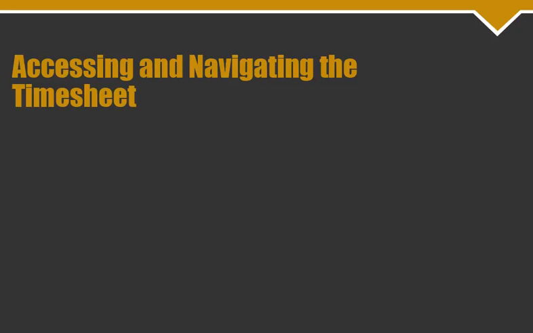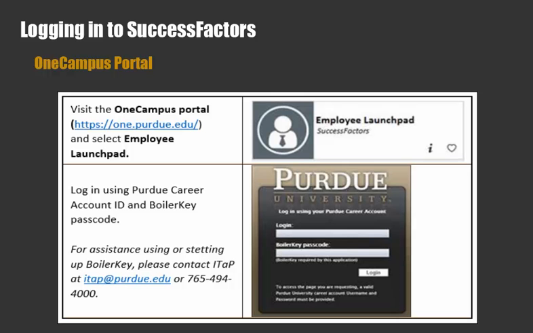Accessing and navigating the timesheet. Logging into SuccessFactors via the One Campus portal. Visit the One Campus portal at one.purdue.edu and select Employee Launchpad. Log in using Purdue Career Account ID and Boilerkey passcode. For assistance using or setting up Boilerkey, please contact etap@purdue.edu or 765-494-4000.